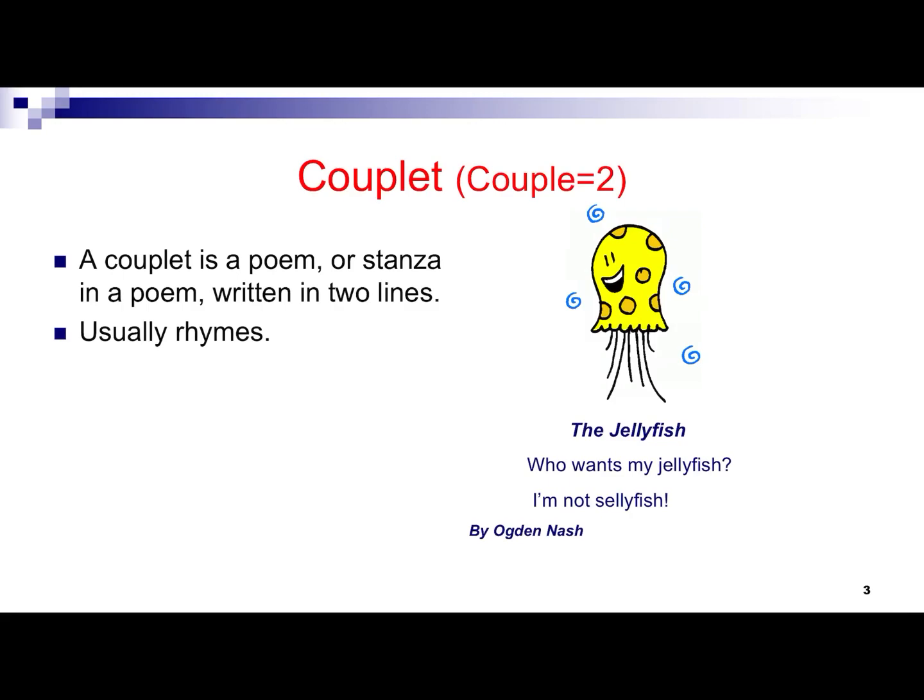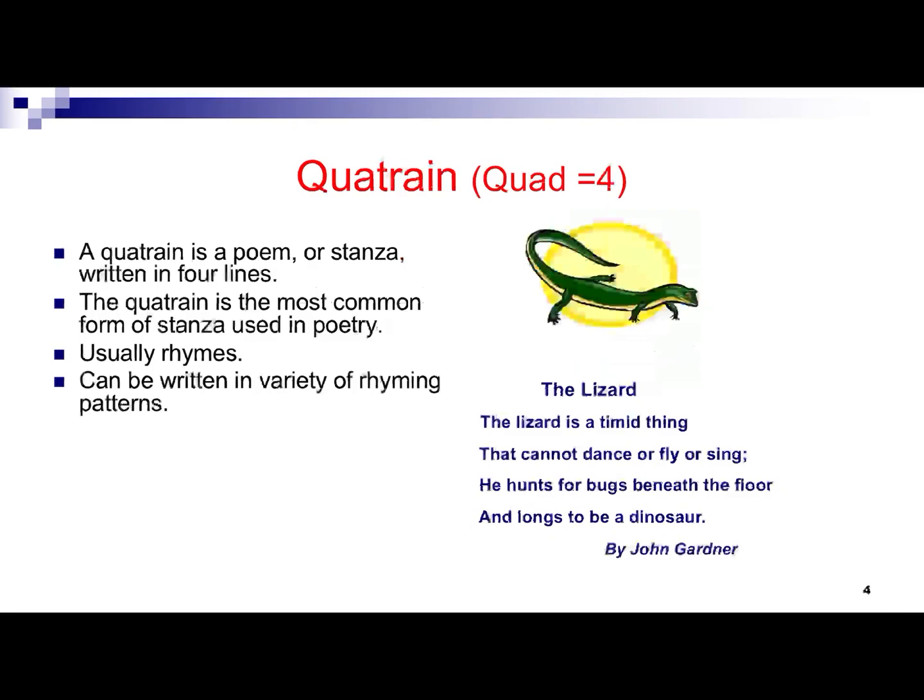Who wants my jellyfish? I'm not a silly fish. So if you look, both of those lines rhyme at the end. It could be more than two lines as long as there's two lines in each stanza. The next type of poetry is quatrain. This is the most common type of poetry.